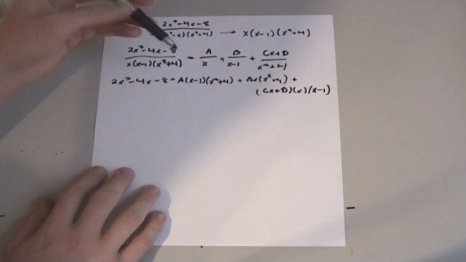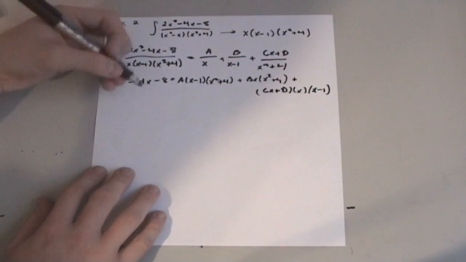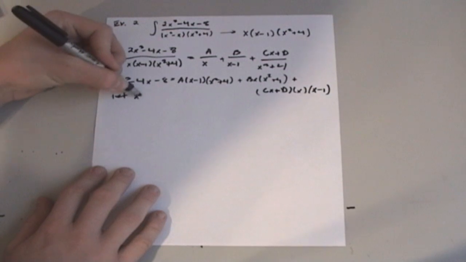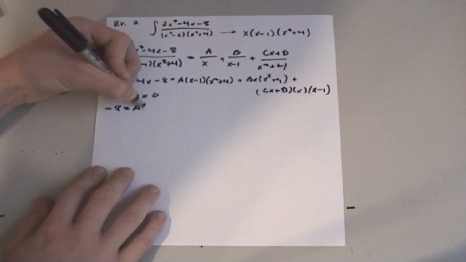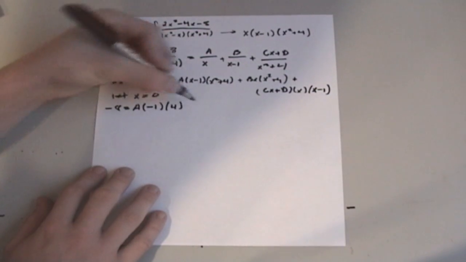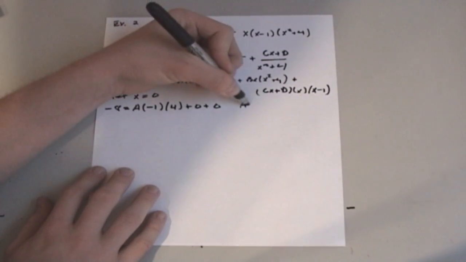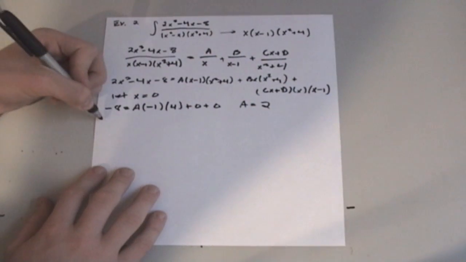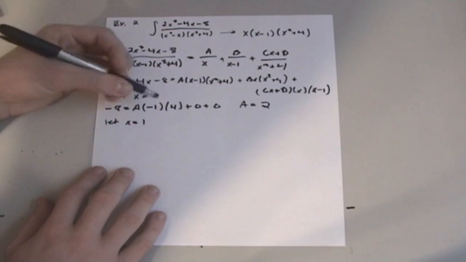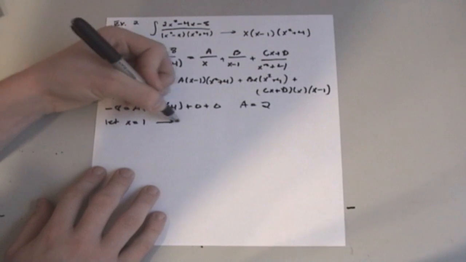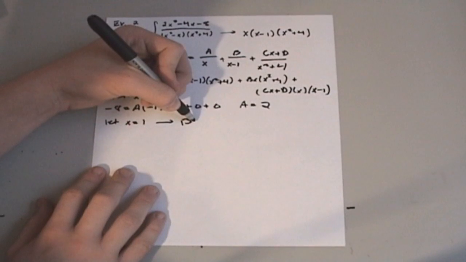Same thing as last time, we're going to let x equal 0, so the B, the Cx, and the D all cancel out. When that happens, negative 8 equals A times negative 1 times 4 plus 0 plus 0, because all the rest cancels out. So that leaves us with A equaling 2. We do the same thing and let x equal 1, so everything cancels out but the B. And that gets us B equaling negative 2.